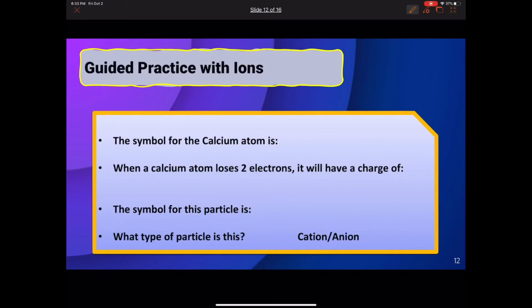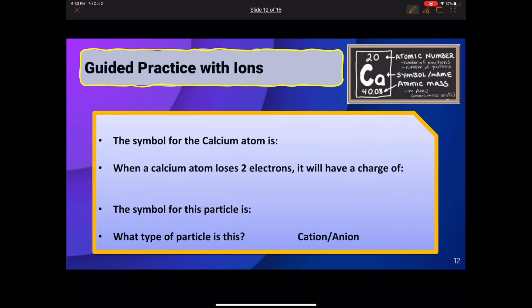Let's do some practice using the periodic table to see if we can figure out what will happen to an atom's charge when it gains or loses electrons. So go ahead and see if you can find calcium on your periodic table. Hopefully you notice that the symbol for calcium is capital C with lowercase a. The atomic number for calcium is 20. So we know that calcium has 20 protons. We also know that when calcium is neutral, it has 20 electrons.